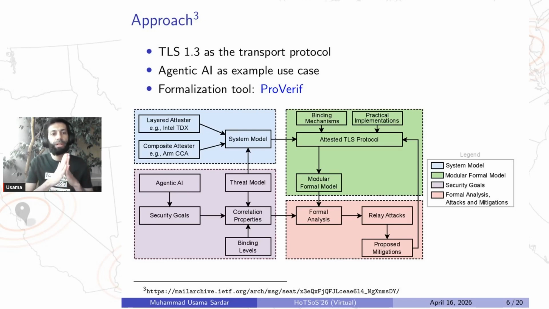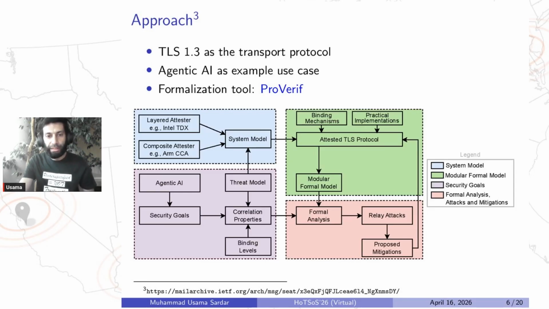So whether you are talking about Intel TDX, ARM CCA, and all other trusted execution environments, they actually fall in one of the two categories. So we cover exhaustively all the trusted execution environments, build a system model out of that so that we can formally and thoroughly analyze that. And on the left bottom side, we have agentic AI as the use case. From that, we form the security goals, which are namely we introduce correlation properties. How does a specific evidence correlate with that specific, let's say, key for the purpose of security analysis?